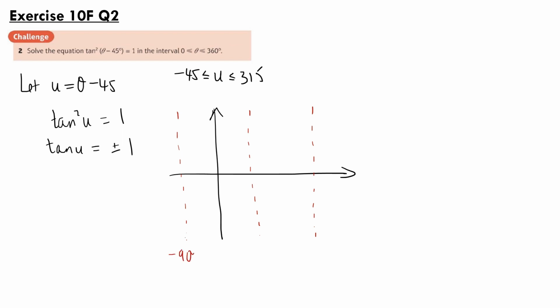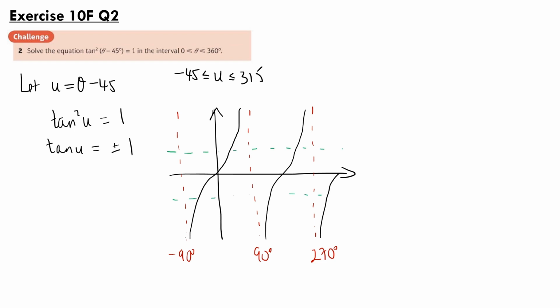So here, minus 90, 90, and 270. And our graph will look something like this. And so if we're looking at where tan u is equal to plus or minus 1, so here is 1 and here is minus 1, we can see that our solutions are here, here, and here, here, and here.